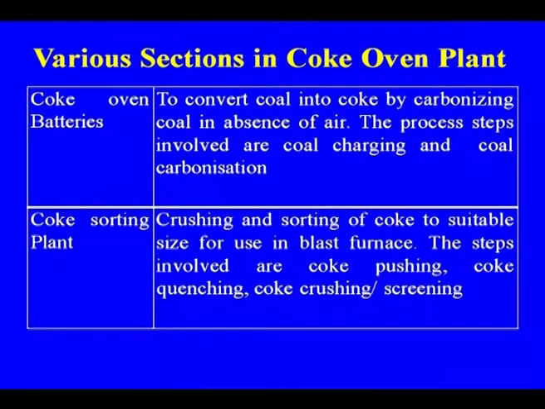Coke oven batteries convert coal into coke by carbonizing coal in absence of air. The process steps involved are coal charging and coal carbonization. Coke sorting plant: crushing and sorting of the coke to suitable sizes for using in the blast furnace. The steps involved are coking, coke pushing, coke quenching, coke crushing and screening.